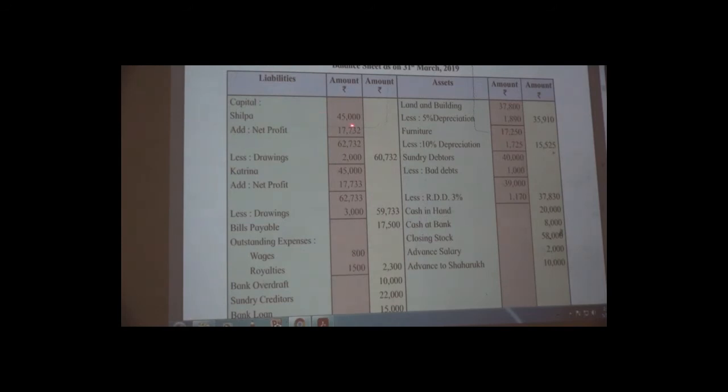First partner Shilpa, her capital is 45,000. Second partner Katrina, her capital is 45,000. Okay. Both partners have contributed an equal amount of capital. Then next, after capital, bills payable.